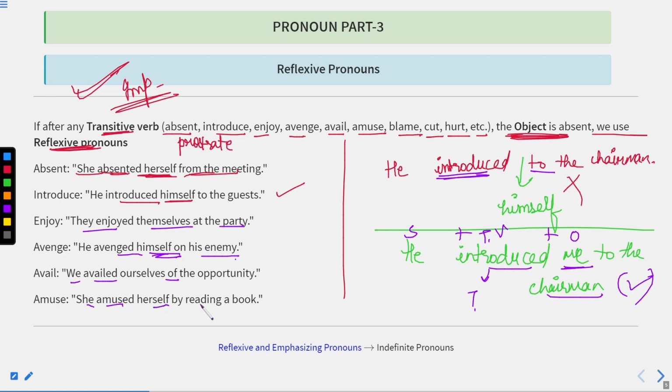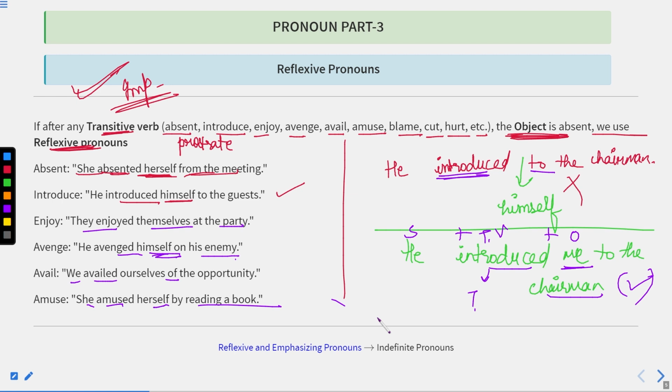She amused herself by reading a book. I cannot say she amused by reading a book. No, she amused herself by reading a book. So this is how we use reflexive pronouns. If after any transitive verb the object is absent, we need to put a reflexive pronoun, certainly. We cannot omit it from there.